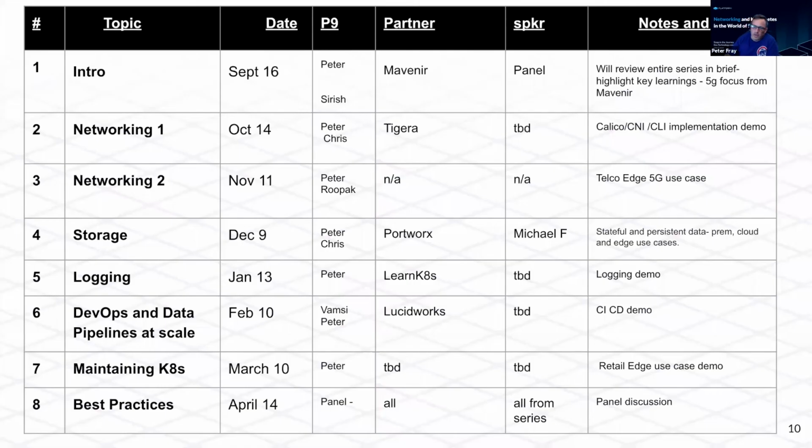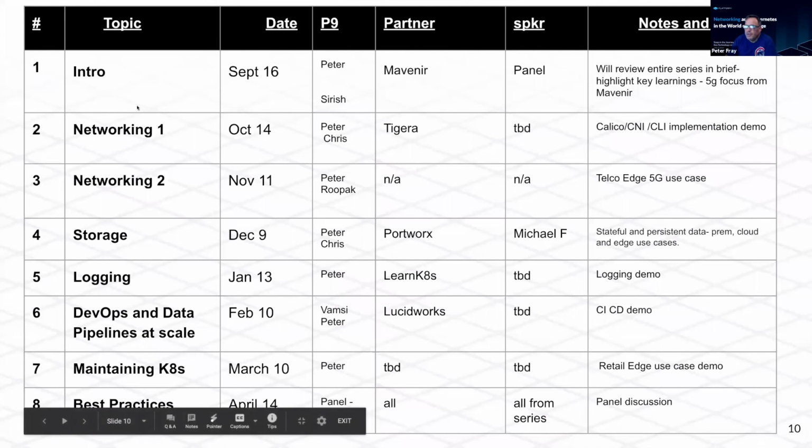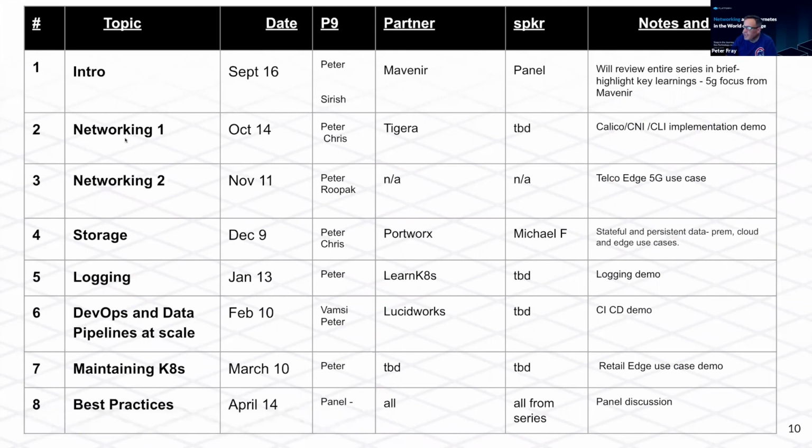So as it relates to the webinar series, there are 8 webinars in our series. We had the intro on September 16th. We did networking 1, which is a high-level look at Calico environments. And we talked about what that means and how you deploy it and that sort of stuff.